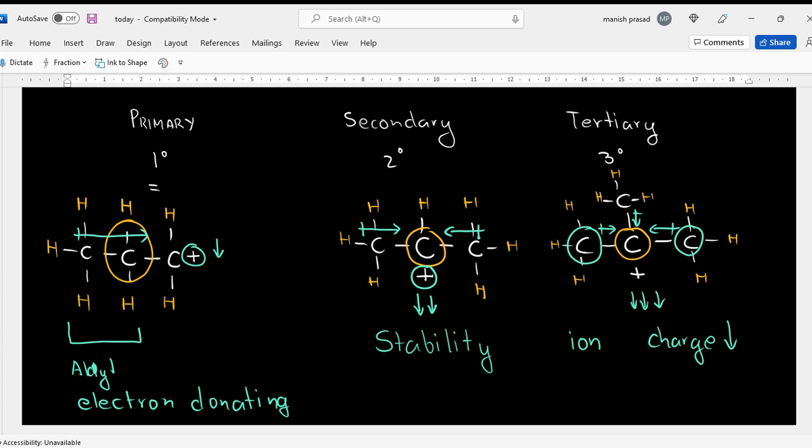Now tell me this. Where is the positive charge the least? Primary, secondary, tertiary. Where did the positive charge decrease the most? In the tertiary. Exactly, coming from three sides. So the tertiary carbocation is the most stable, then the secondary carbocation, and then the primary carbocation. So did you understand the homolytic, heterolytic, and the carbocations part? Yes.